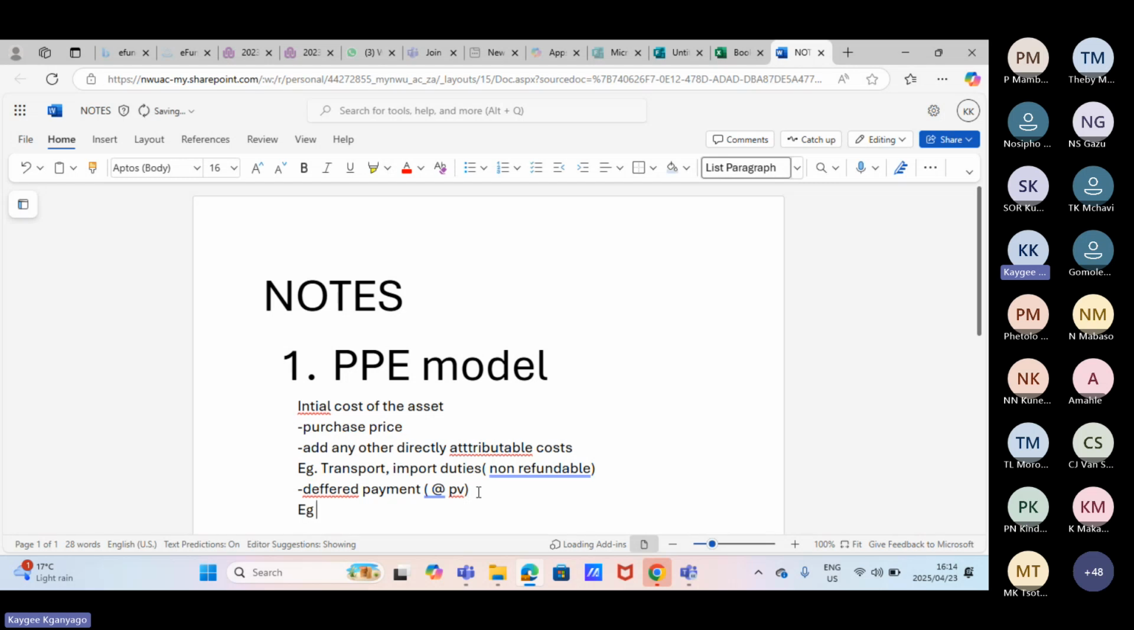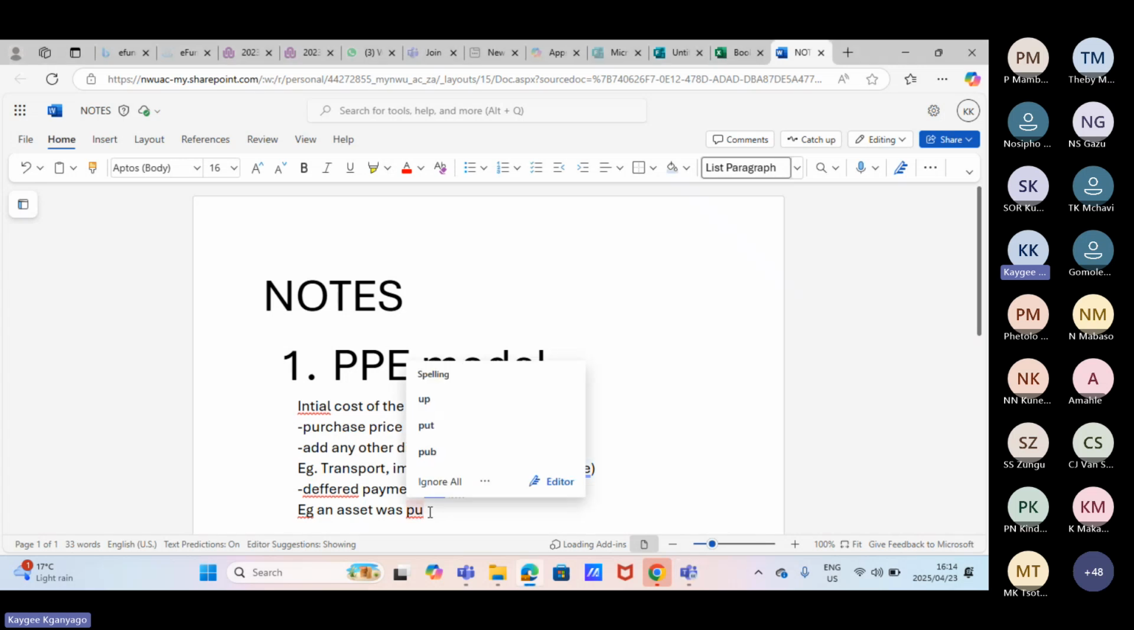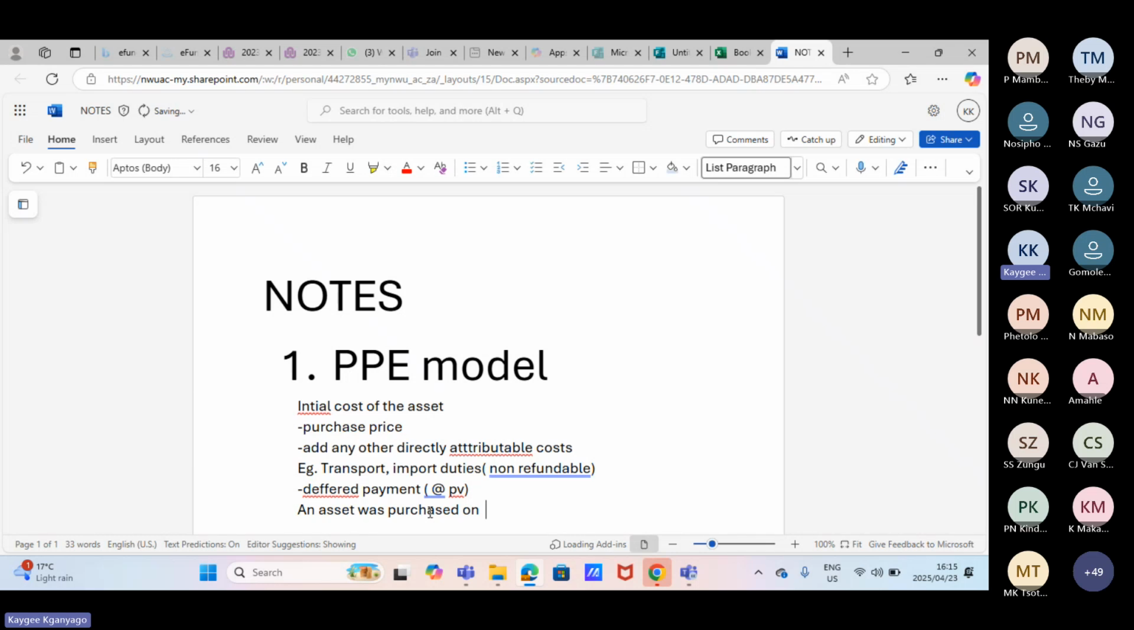Let me say, for example, an asset was purchased. Okay, let's continue. Let's say an asset was purchased. Just give me any year. Which year? Let's say 2016, on 1 Jan 2016.